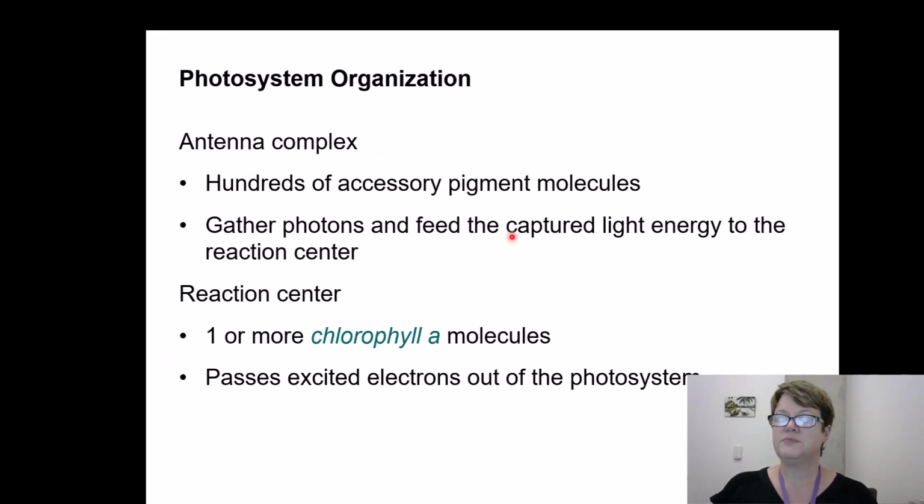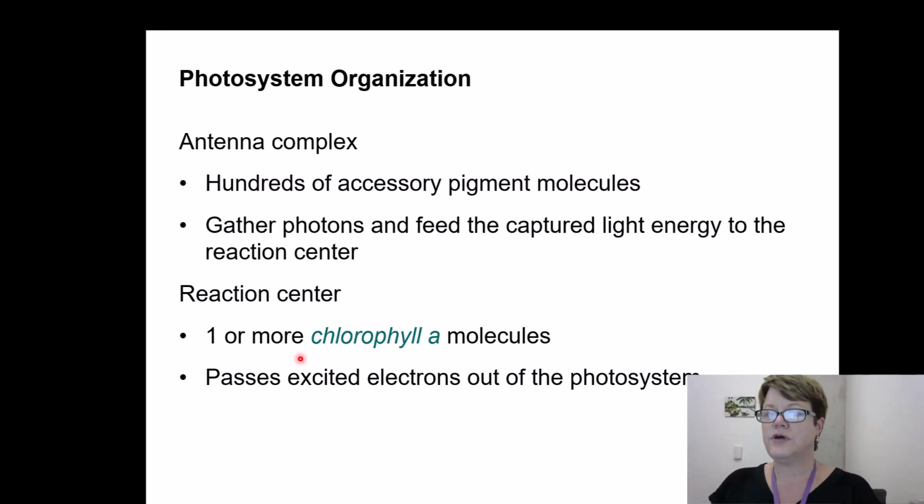So really, all of these pigments are in these little groupings, in these little regions of the thylakoid membrane. And when you have hundreds of these pigment molecules in a group, we call it the antenna complex. And the antenna complex involves all of these pigment molecules that are all absorbing photons and then passing that energy to the reaction center. And so it's only the reaction center, this special chlorophyll, and sometimes it's two chlorophylls, that are actually getting the photon energy from the other pigments around it.